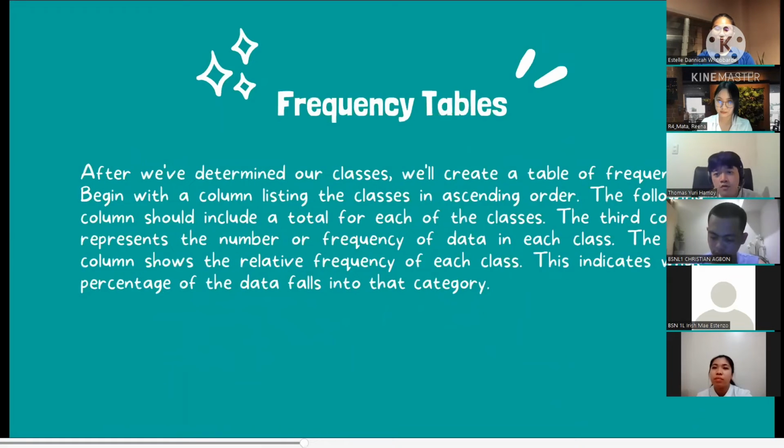On the other hand, we have frequency tables. After we've determined our classes, we'll create a table of the frequencies. Begin with a column listing the classes in ascending order. The following column should include a tally for each of the classes. The third column represents the frequency of data in each class. The last column shows the relative frequency of each class. This indicates what percentage of the data falls into that category.